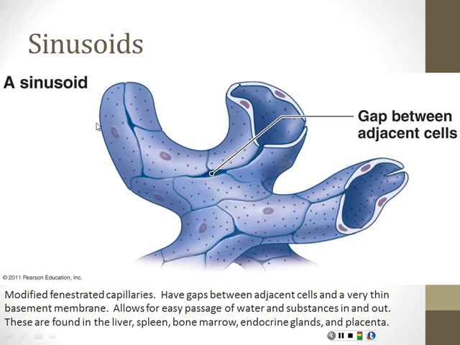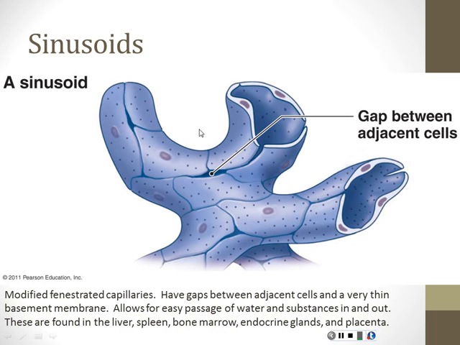So we're going to see sinusoids in the liver. That's what we're actually going to talk about in this class. But you also find them in the spleen, the bone marrow, in certain endocrine glands, and then in the placenta. So one of the biggest features of the sinusoids is that the endothelial cells don't come right next to each other. Instead, they have gaps. So like, here's a gap right here, here's a gap right here. And these gaps can be large enough for like a red blood cell to escape.